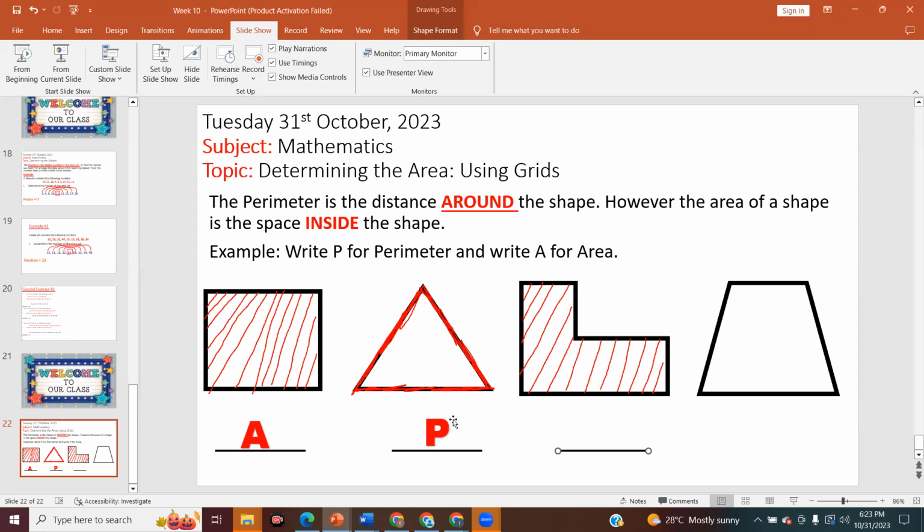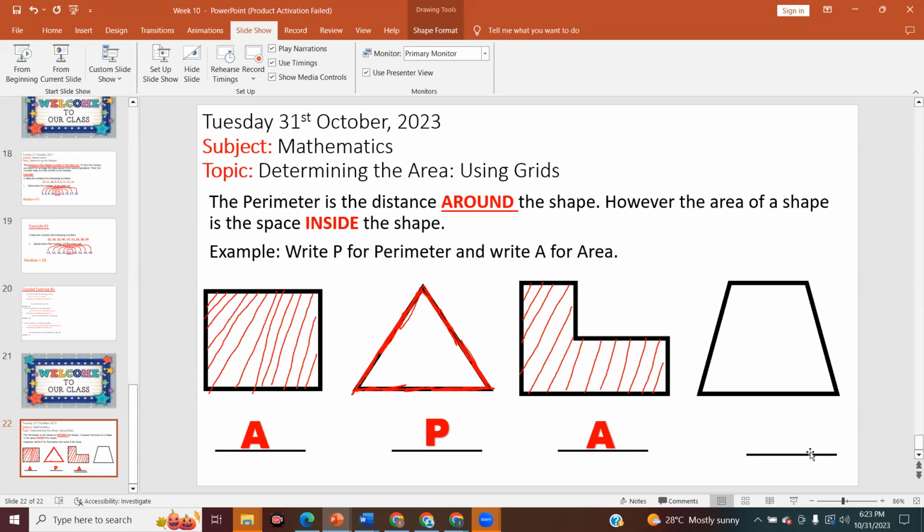The reason why it's A, can someone explain why it's A for this one? Why is it A? It's in the shape. Very good. We're referring to the space inside the shape. That's the area, right? The space inside the shape. All right, and last but not least, we're gonna do this one.